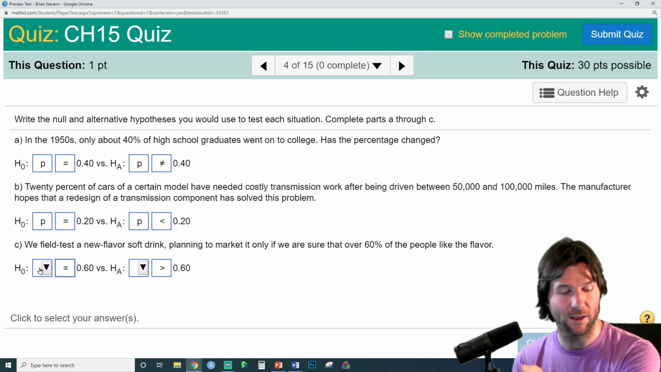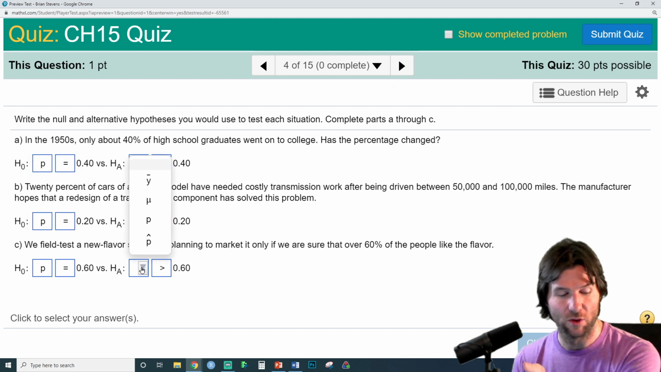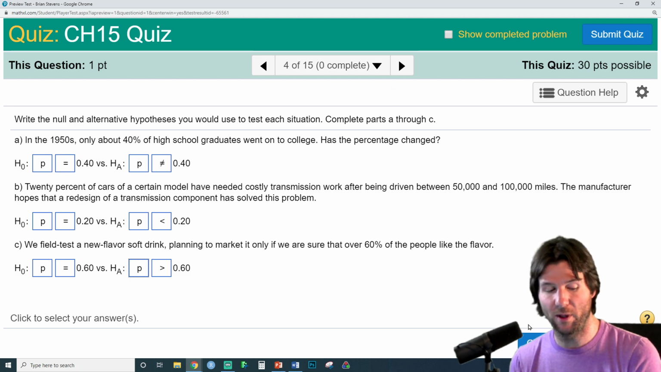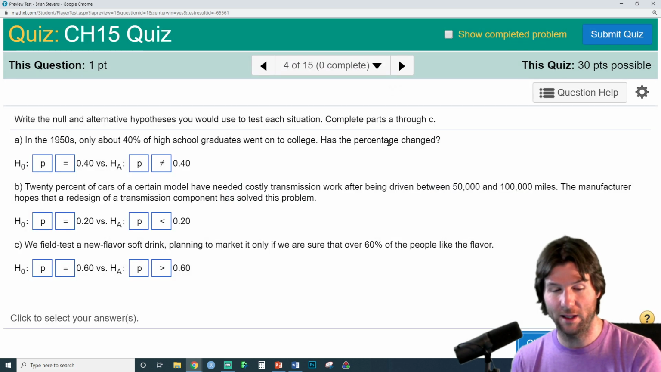And they're asking if people like a soft drink. That is p. So the true proportion of people who like a soft drink is equal to 60%. And the true proportion of people who like a soft drink is greater than. And we got that.